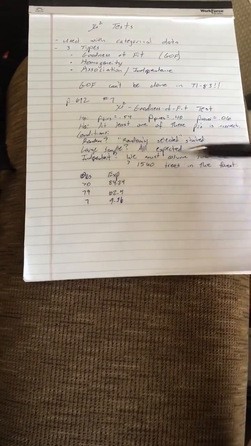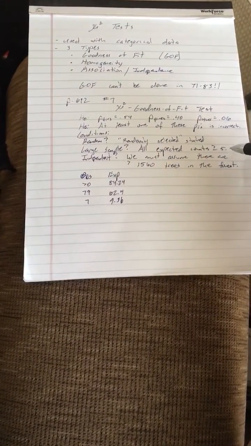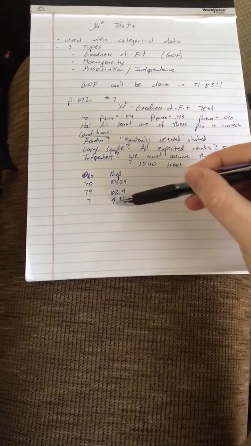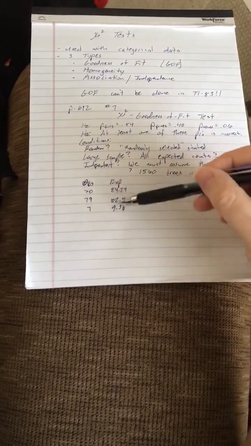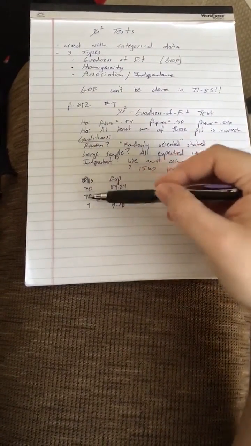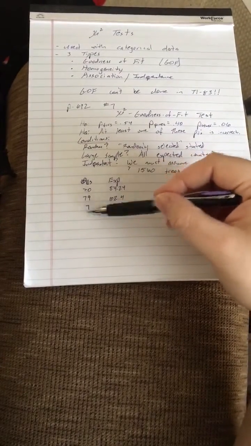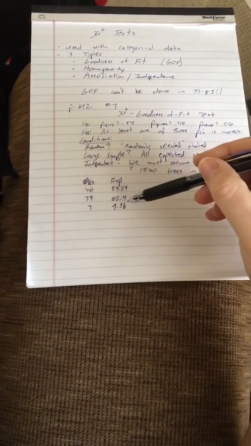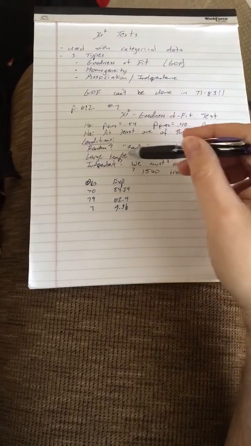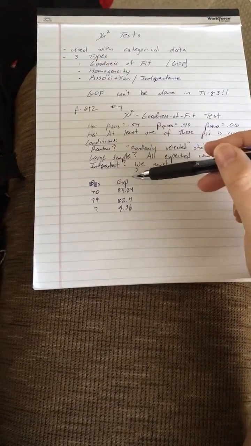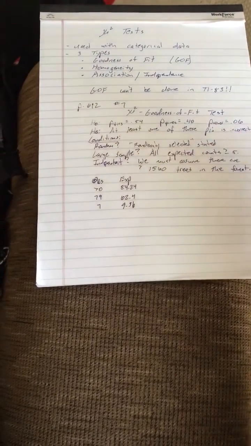You need to put this data on there, not only to have the data on your paper, but also to confirm that all expected counts are at least 5. So these numbers are all at least 5. Observed counts don't have to be greater than 5. I mean, they were in this case, but all you have to check for when it comes to large sample is the expected counts. Are they greater than 5?